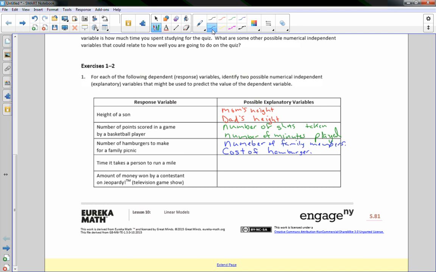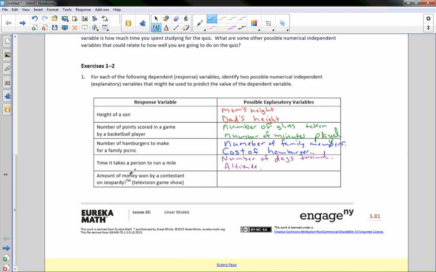Okay. Time it takes a person to run a mile. Contributing factors are how much did you train? Number of days trained. Okay. And if you watch football and your team is playing in Denver, the Mile High Stadium, it usually wears on the visiting team because of the altitude. So that's another factor that could come into play, altitude. The higher you are, the less oxygen.